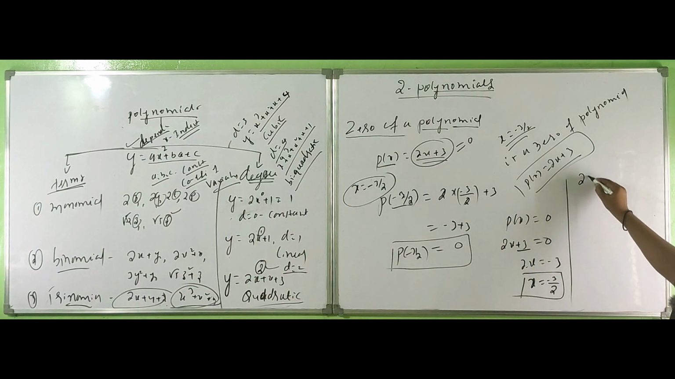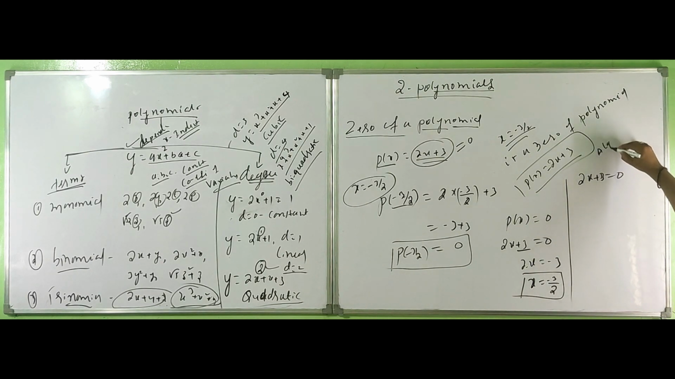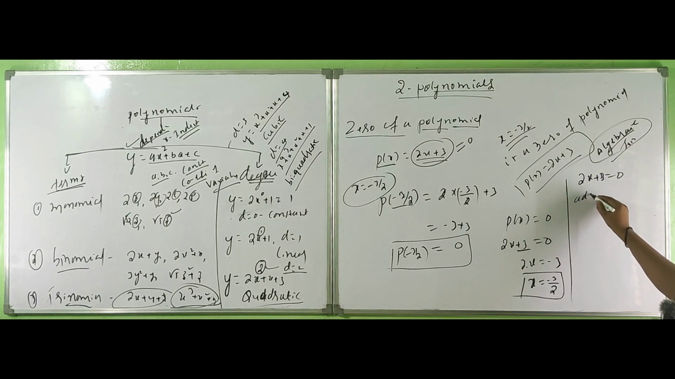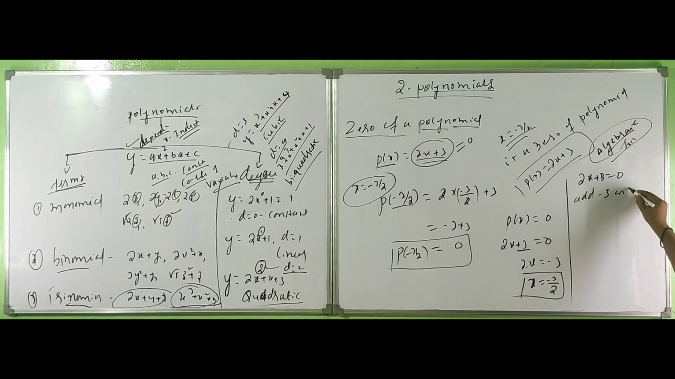Okay, what is the algebraic method? Okay, sir, this is the algebraic solution. Very carefully. Okay, we want to make x free from all the other terms. So first, what will we do? Add minus 3 on both sides.